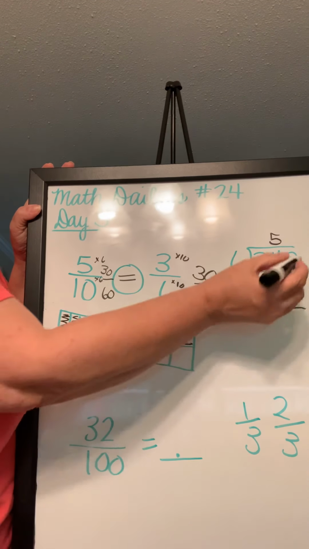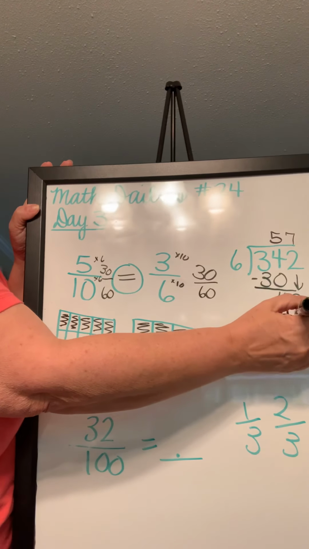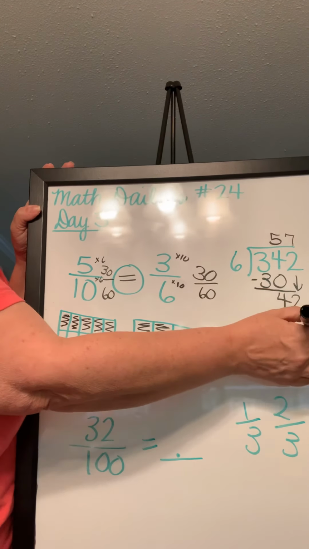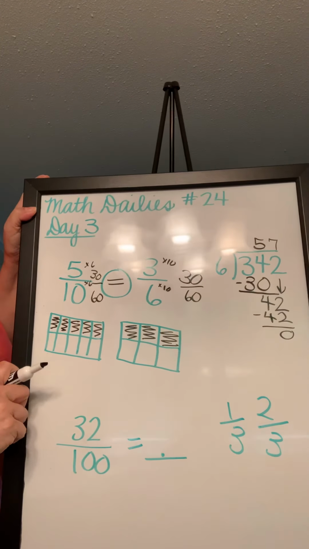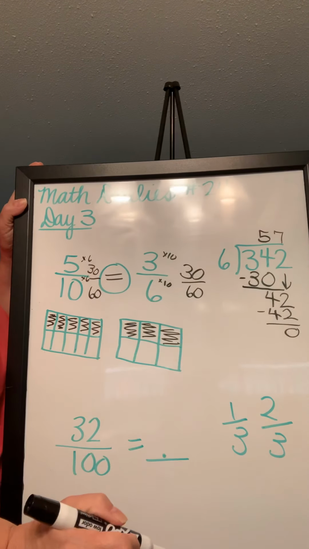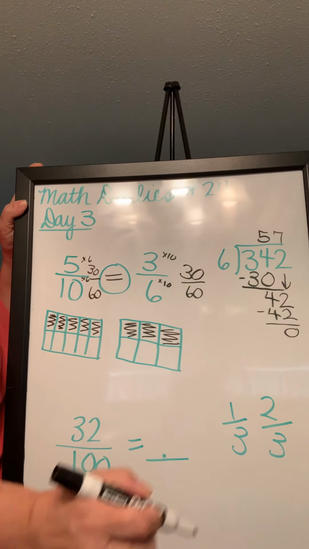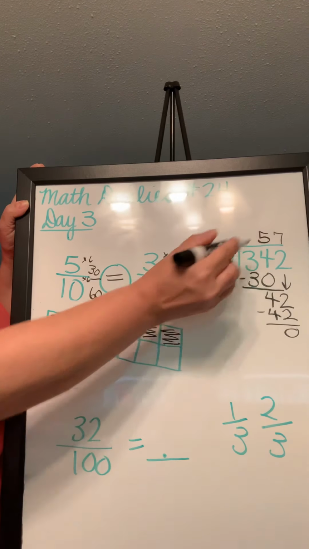And 6 fits into 42. 7 times 6 is 42. And we have 0. This is definitely smaller than our divisor. So we have no remainder and nothing left to bring down. So our answer is 57.